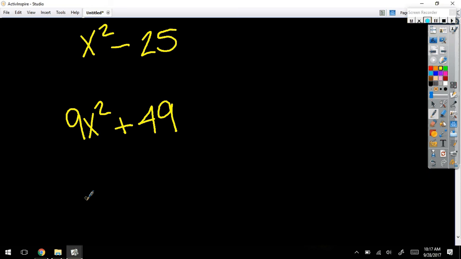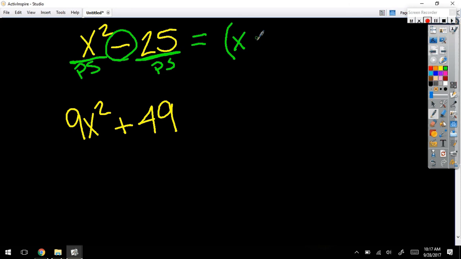Let's look at the first one. Is it a difference of 2 squares if you were asked to factor this? Yes. How do you know? Is this a perfect square? Yes. You know that because what times itself gives you x squared? 1x. How about 25? 5. Is there a minus sign in the middle? Yes. So how would it factor? x plus 5 and then x minus 5. Again, it's easy.